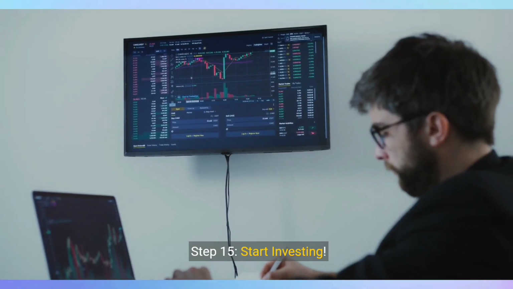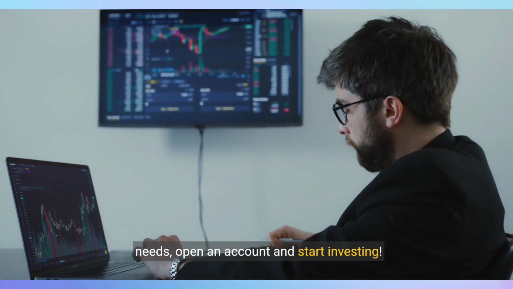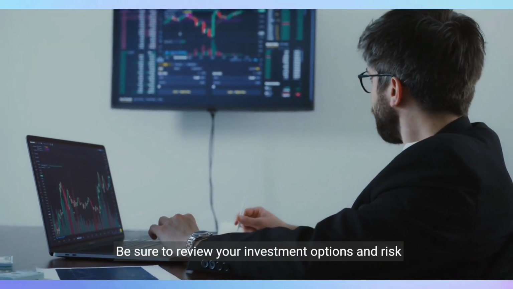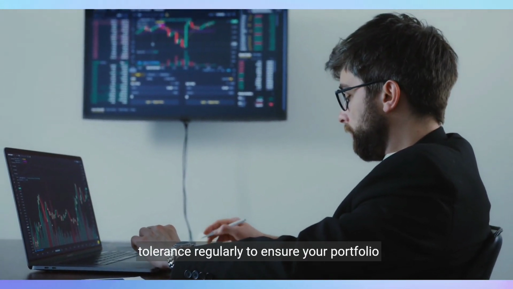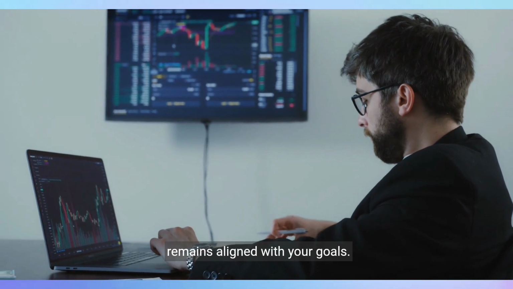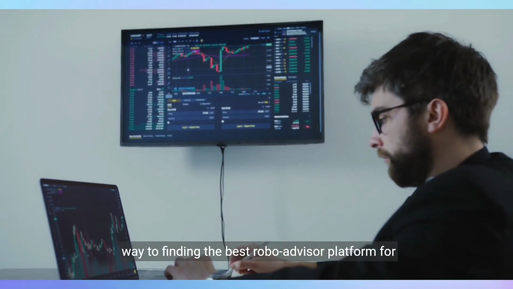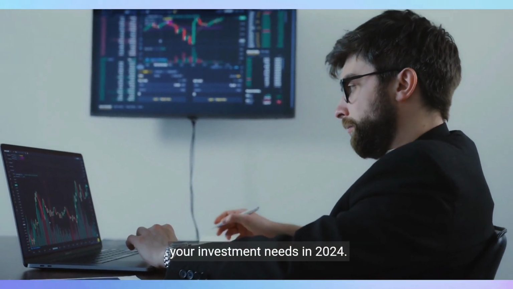Step 15. Start investing. Once you've chosen the best robo-advisor for your needs, open an account and start investing. Be sure to review your investment options and risk tolerance regularly to ensure your portfolio remains aligned with your goals. By following these steps, you'll be well on your way to finding the best robo-advisor platform for your investment needs in 2024.